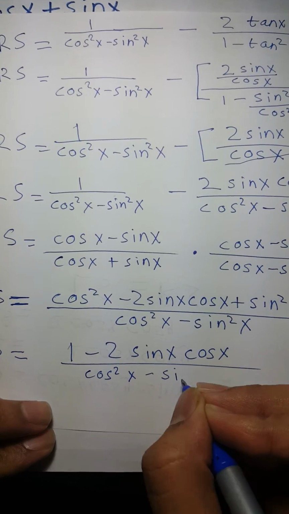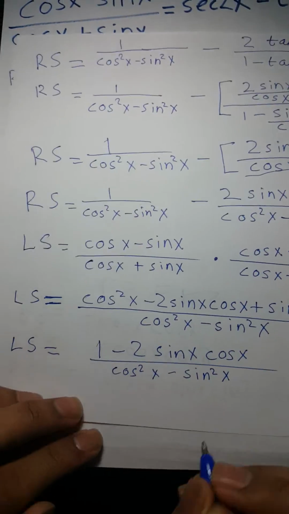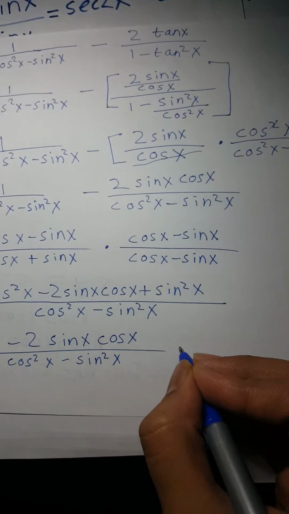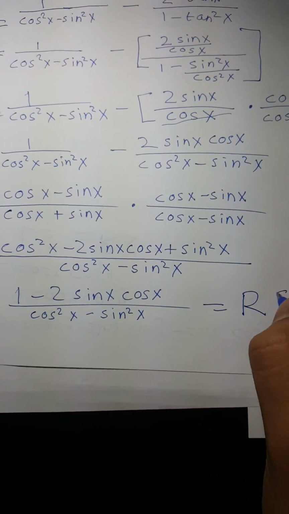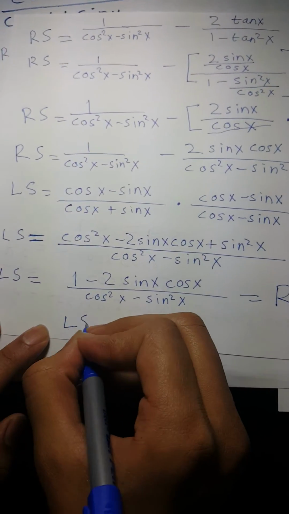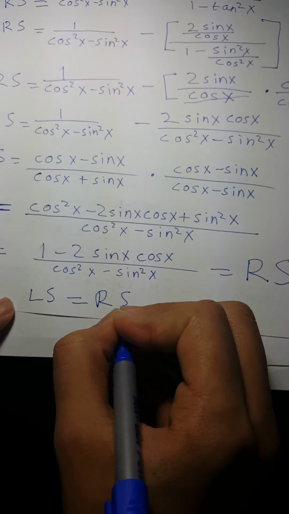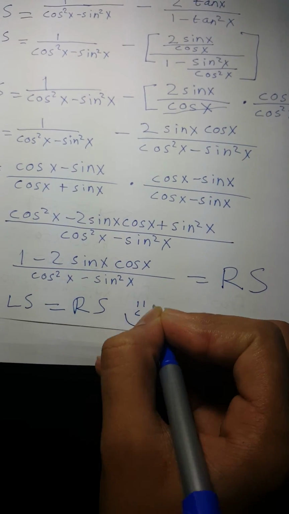And just by multiplying the left side by 1, we have made it equal to the right side. So this equals what we just received for the right side, so this equals the right side. Therefore, left side equals right side. And this is our lesson for today.